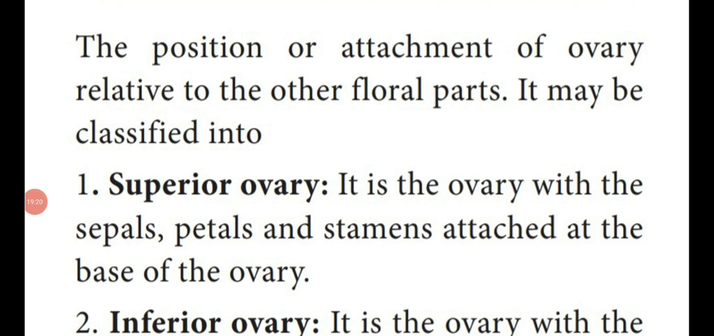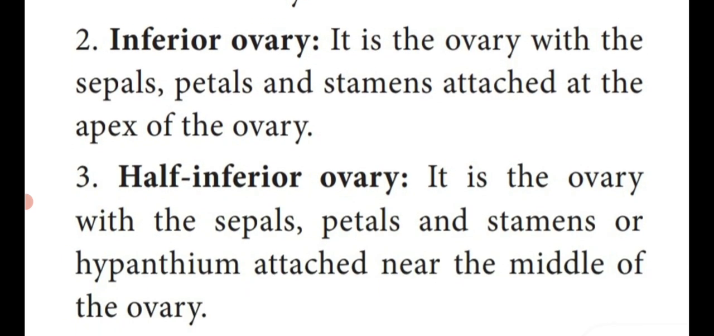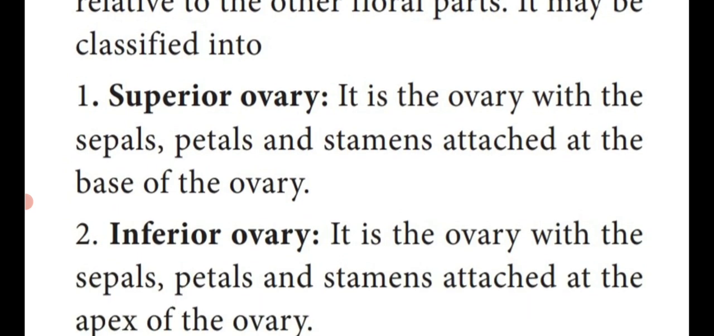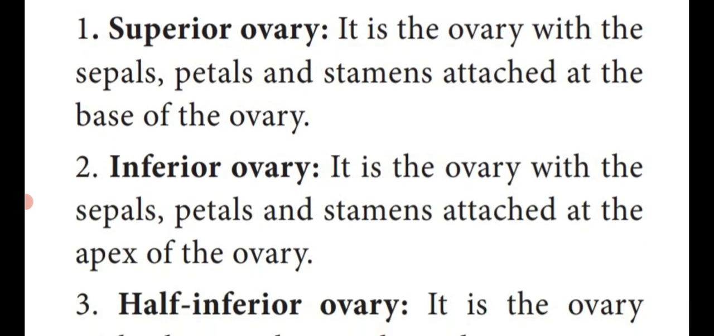Dear students, based upon the attachment, the ovary position is divided into 3 types. One is superior ovary, inferior ovary, and half inferior ovary. First one, superior ovary. It is an ovary where the sepal, petal and stamen are attached at the base of the ovary, or they are arising at the base of the ovary. The ovary is at the top. That is said to be superior ovary.